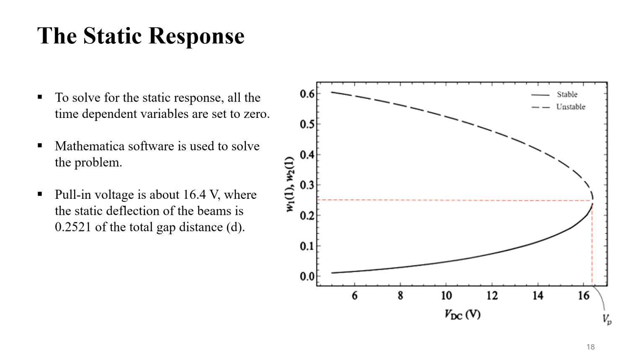For the static analysis, we set all time-dependent variables to 0 and solved the equations using Mathematica. We found a pull-in voltage of approximately 16.4 volts, at which point the beams deflect by 25.21% of the total gap distance. For clarity, the pull-in voltage represents the point where the beams collapse and stick to the electrode due to the excessive electrostatic attraction, potentially leading to sensor failure.